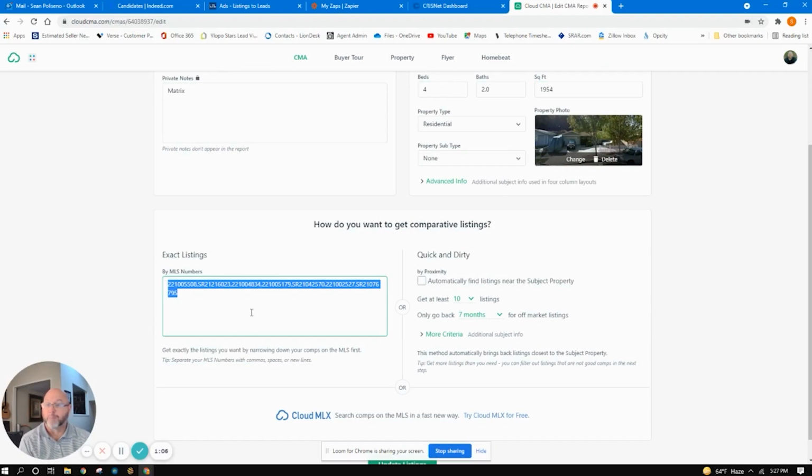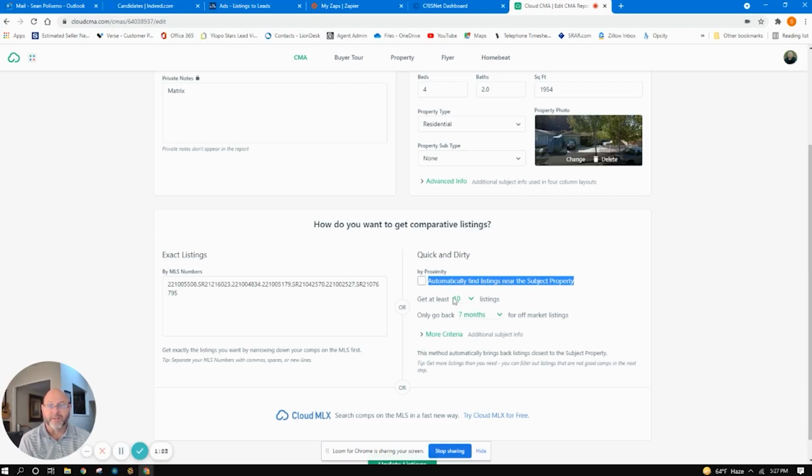Okay, so if I scroll down here, you can see these are the MLS numbers that it pulled in from my MLS search, where we identified which properties I wanted to use as the comparables. I could also come over here and toggle this particular option, which would give me the ability to use the CMA to pull listings in.